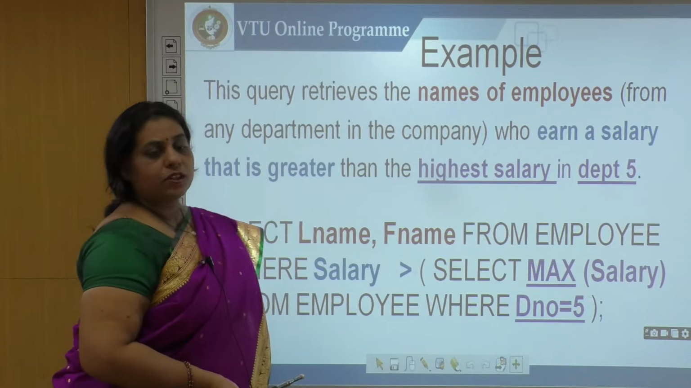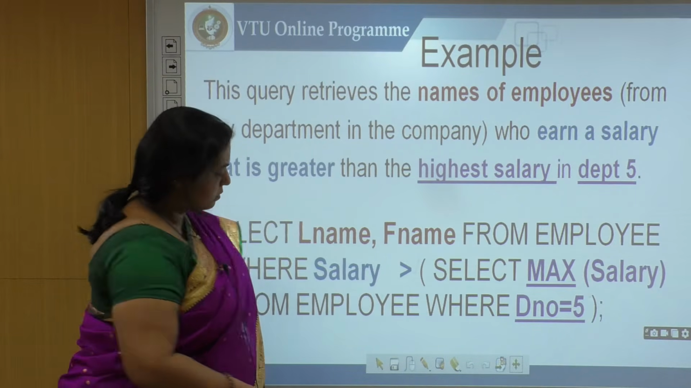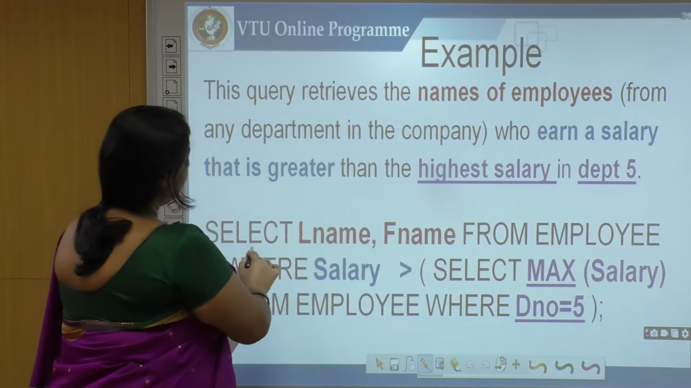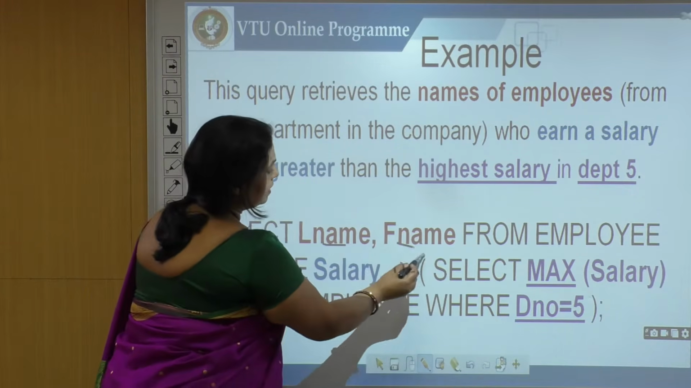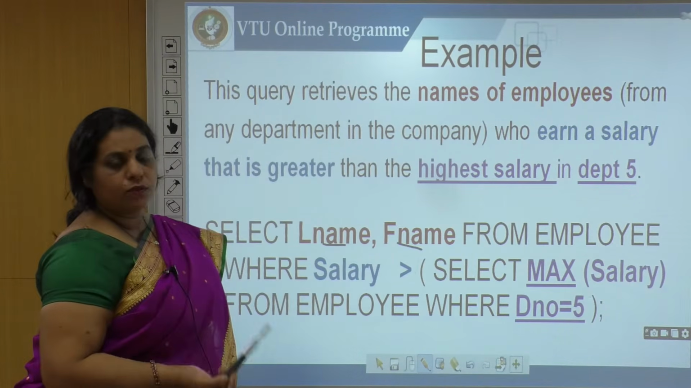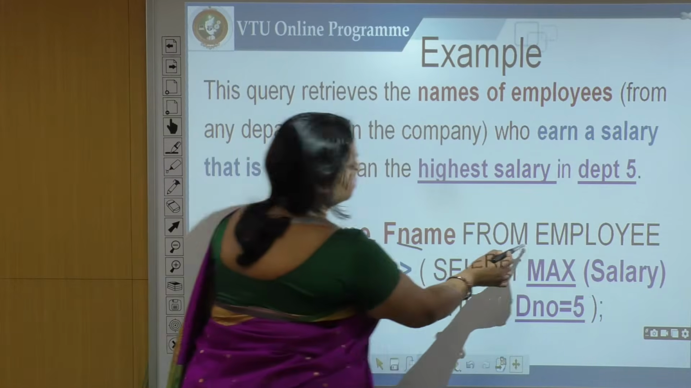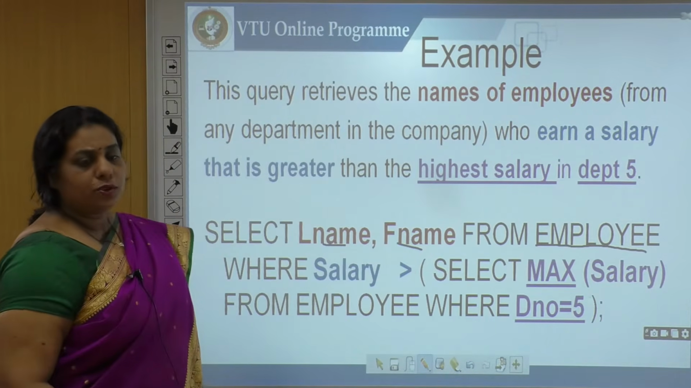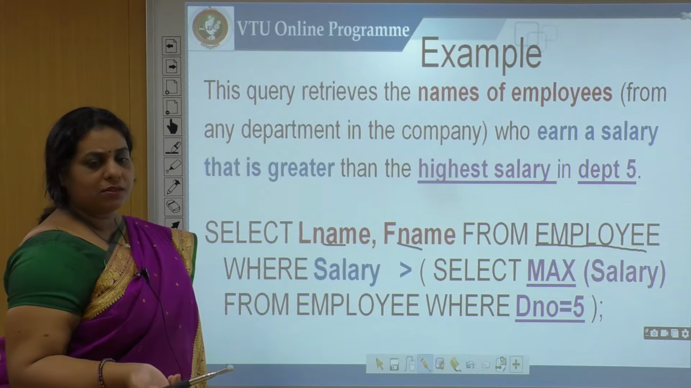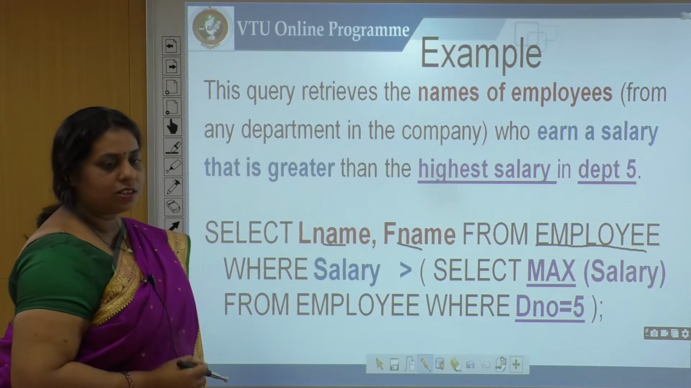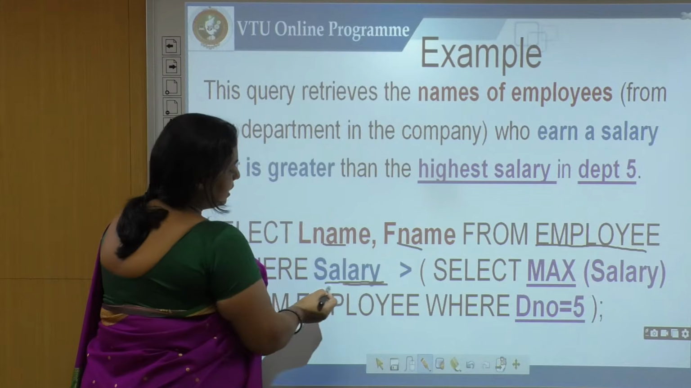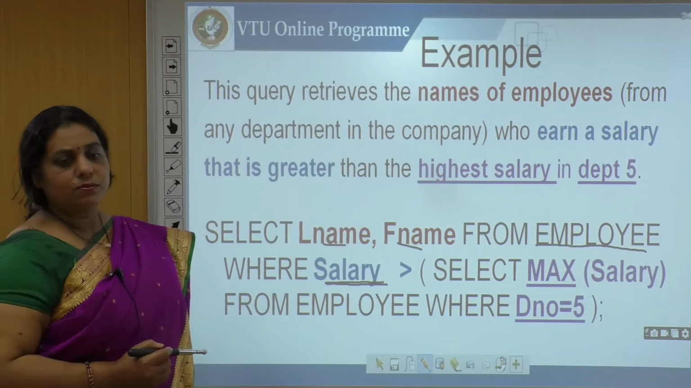So let us take one more example. What is the statement here? Select last name and the first name from which table? From the employee table. But do I want all the last names and first names? No, I have a restriction here. What is that restriction? I am filtering with respect to the column salary.